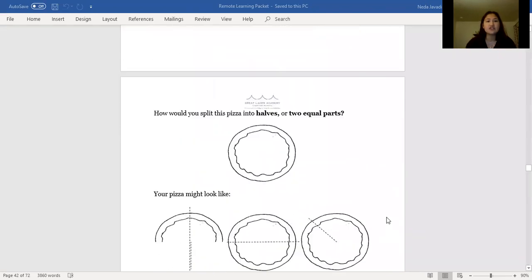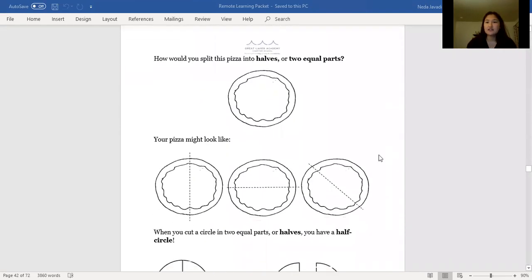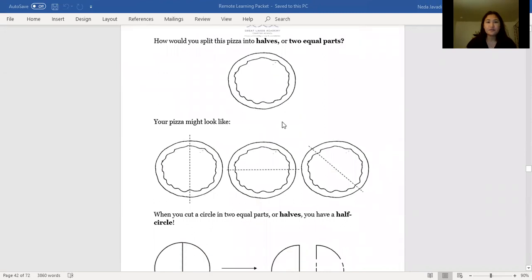If you have the packet, turn the page. If not, start in a new area. Cool. The first question says, we're going to read it together on 2. 1, 2. How would you split this pizza into halves or 2 equal parts?